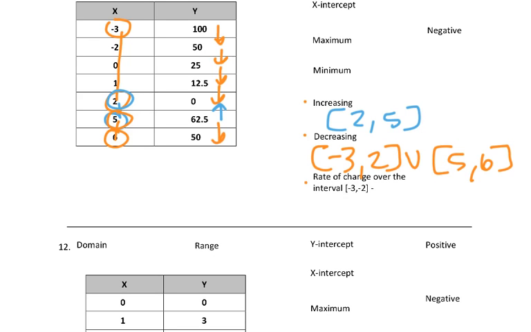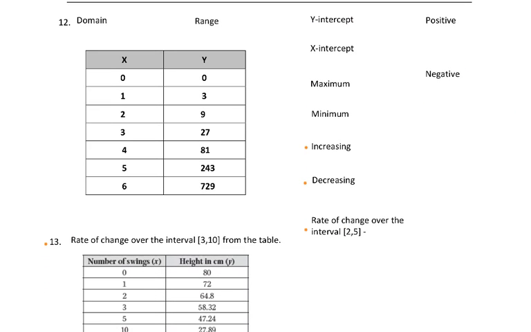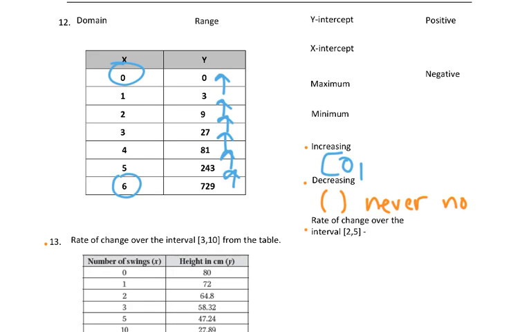All right. Okay. Now on 12, so we take a look at this. So I'm increasing 0 to 3, 3 to 9, and it looks like I'm increasing the whole way. So decreasing, never, so we do the empty set, or we put no or none, any of those work. So we start at 0, increasing, and we keep increasing till we get to 6. We like those ones, a lot easier to deal with, right?